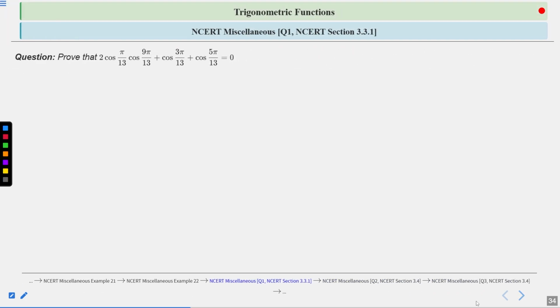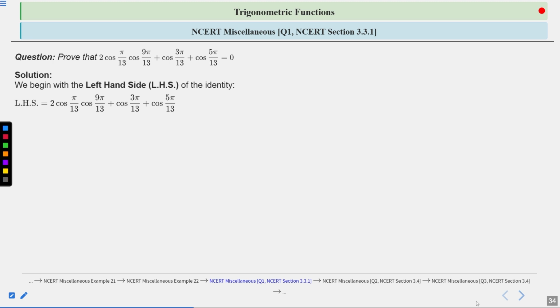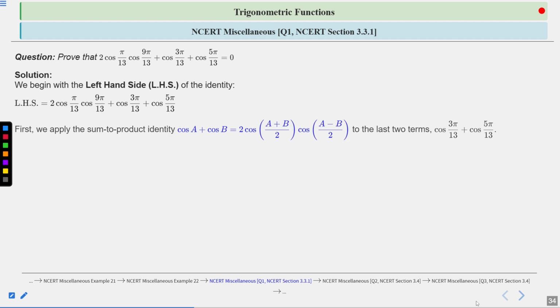Prove that 2 cos pi by 13 into cos 9 pi by 13 plus cos 3 pi by 13 plus cos 5 pi by 13 is equal to 0. How can we prove this one? Let us see. We begin with the left hand side, LHS, of the identity, right? So LHS will be equal to 2 cos pi by 13 into cos 9 pi by 13 plus cos 3 pi by 13 plus cos 5 pi by 13.